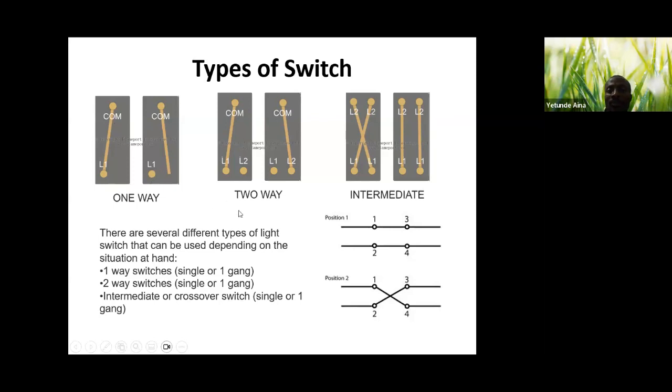Then another type of switch that we have is what we call the two-way. So you can call it two-way switches. In that, what do we have? We have line one, and we have line two. Then this one is common. So this is common, this is line one, and this is line two. So this is called the two-way switches. And not that alone, we have another one called the intermediate. So for intermediate, we have line one, line two, line one, line two.